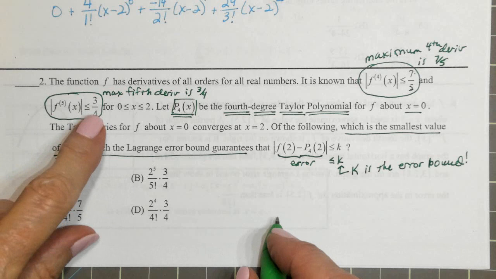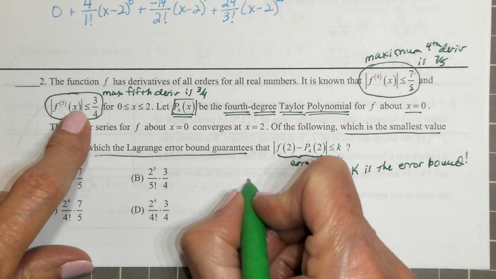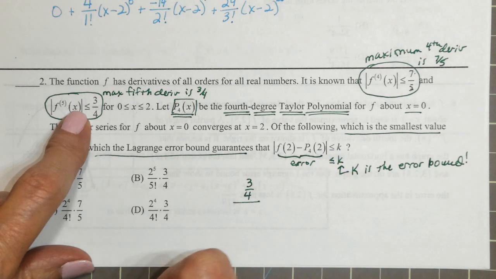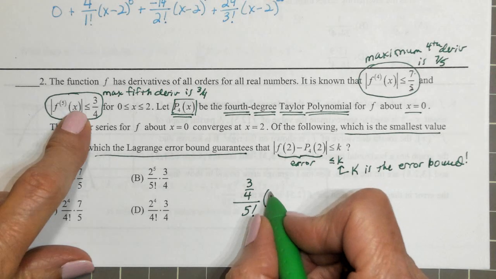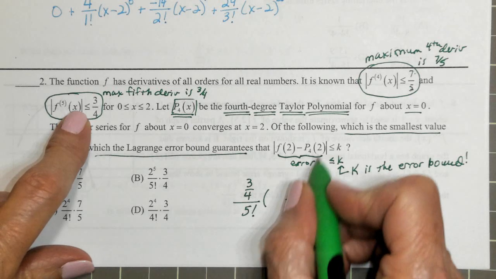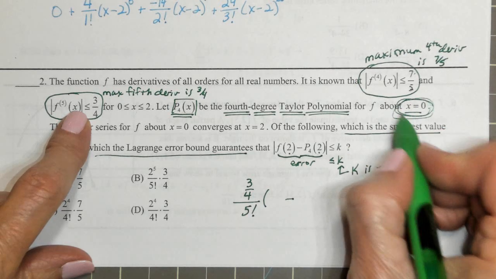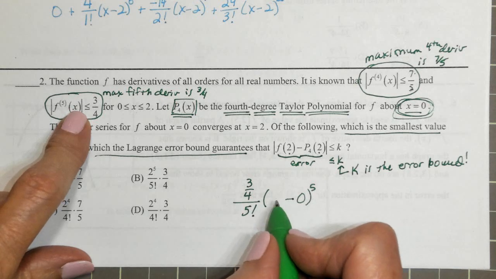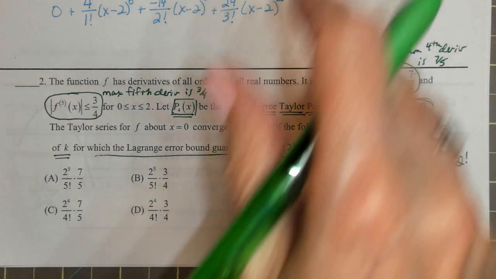So I'm going to be using this 3/4 because that is the maximum fifth derivative, 3/4, divided by 5 factorial times x minus the center. The center is 0. I want to say x minus 0 to the fifth, but it's never an x. It's always a number. So let's put the number. What number are we using there?